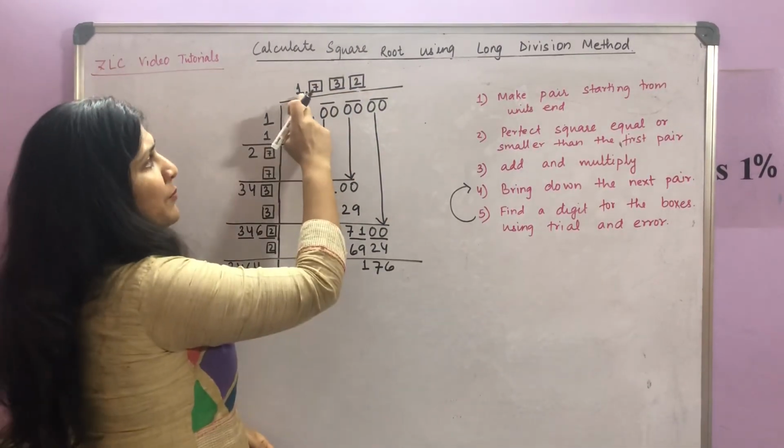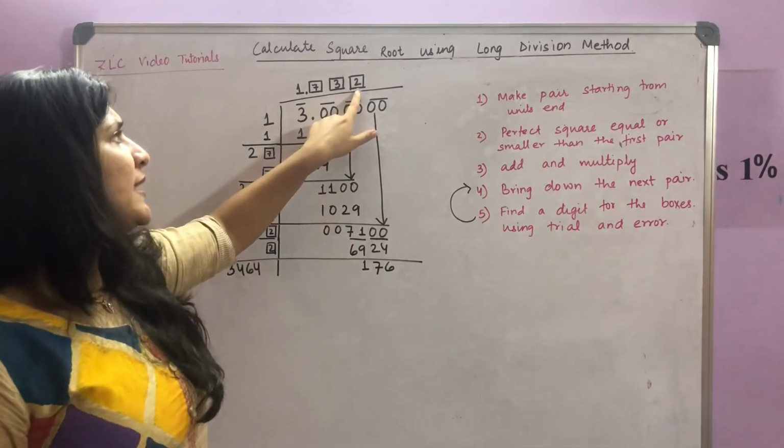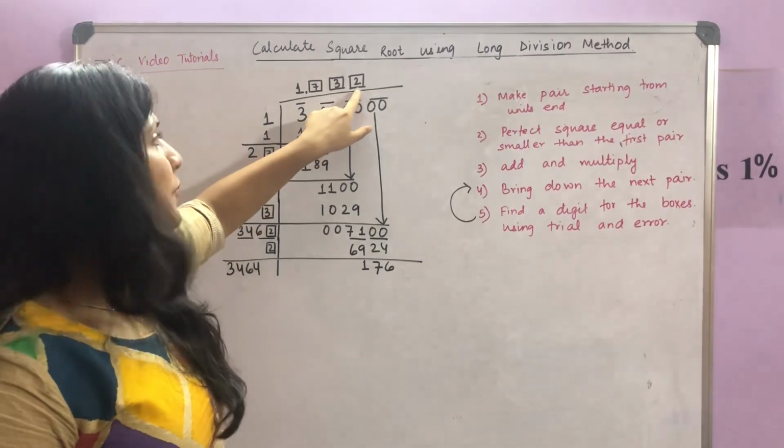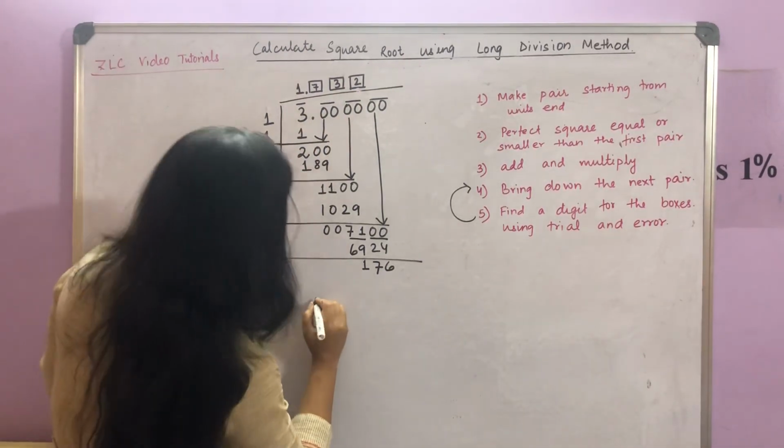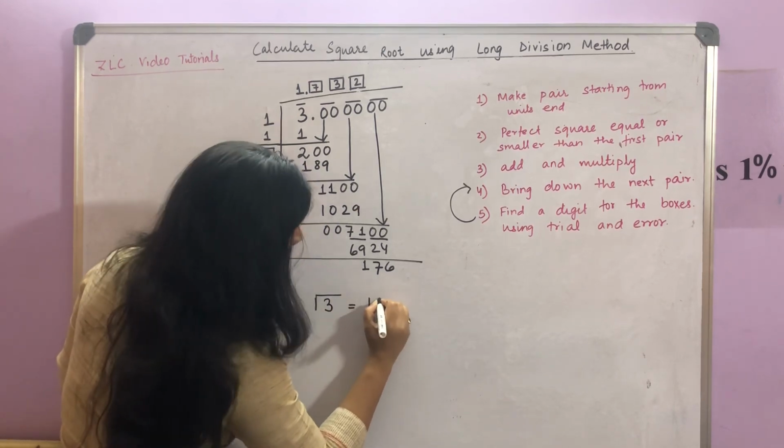My answer is 1.732, which I'm going to round. Because my digit is smaller than 5, I'm going to eliminate this, and my answer correct up to 2 decimal digits is 1.73.